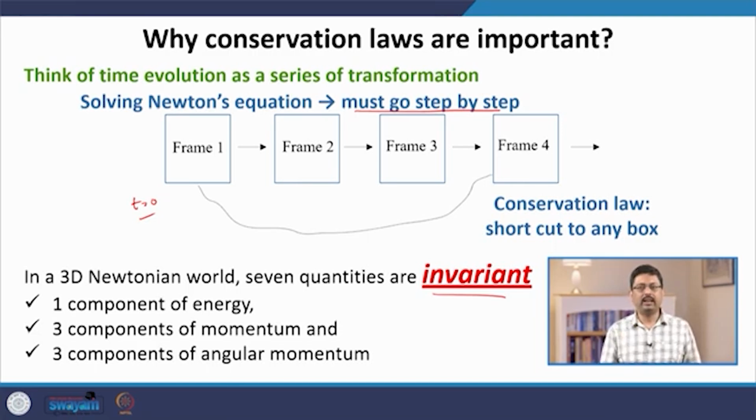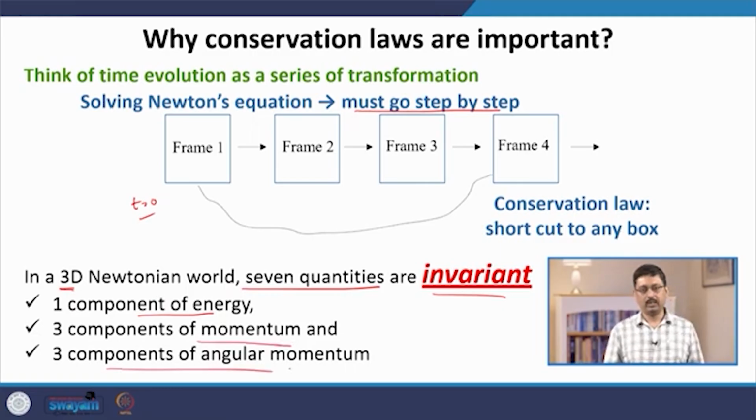It is an amazing fact that in Newtonian mechanics in 3D we discover there exist such quantities that do not change even though a lot of things are moving in a complicated way. There are 7 quantities in 3 dimensions, so 7 numbers. The one number is the energy, 3 components of the momentum and 3 components of angular momentum. For each of them we have a conservation law.